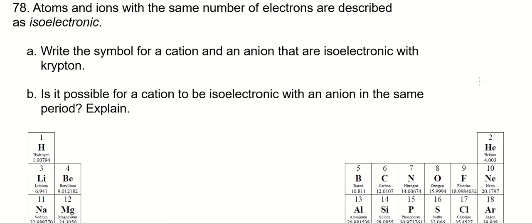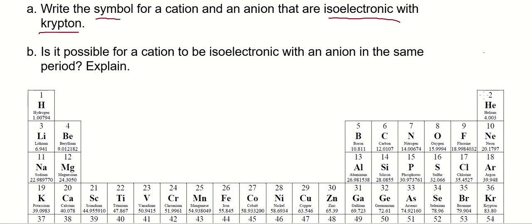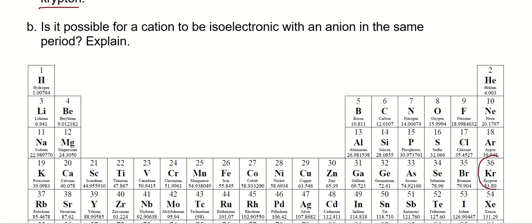We are asked to write the symbol for the cation, which are positive ions, and anion, which are negative ions, that are isoelectronic with krypton. So krypton here is number 36. There's many answers to this. I'm just going to give you the first one before and after.